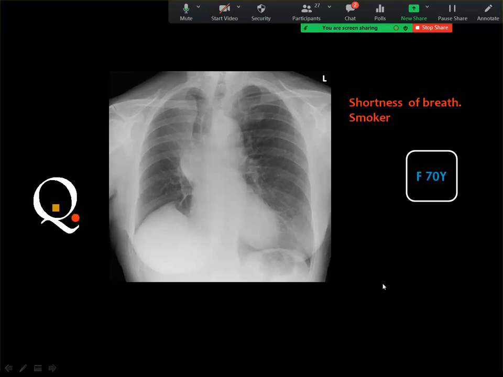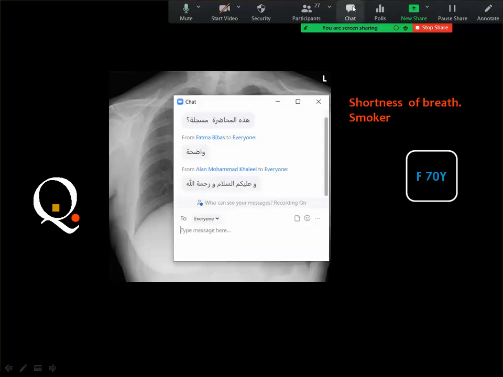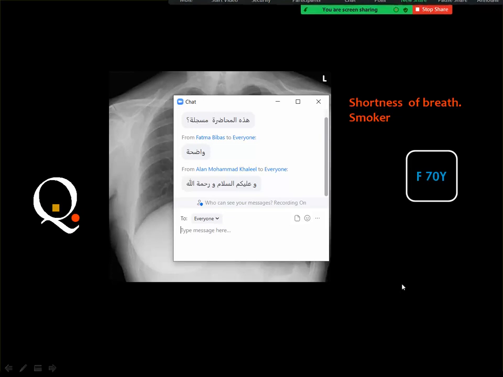the differential diagnosis. Then this is the first case of a female patient, 70 years old, with shortness of breath, and she is a smoker. Then you may answer on the chat, where I will comment on your answers.